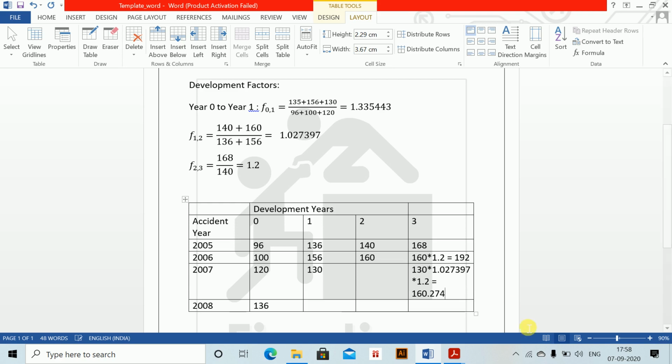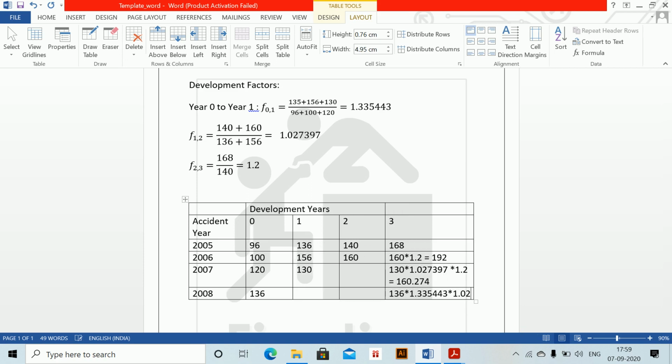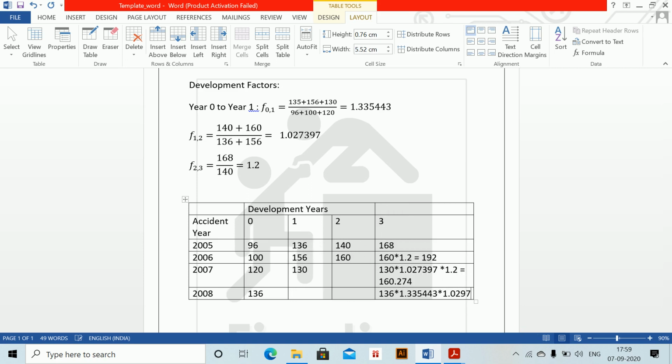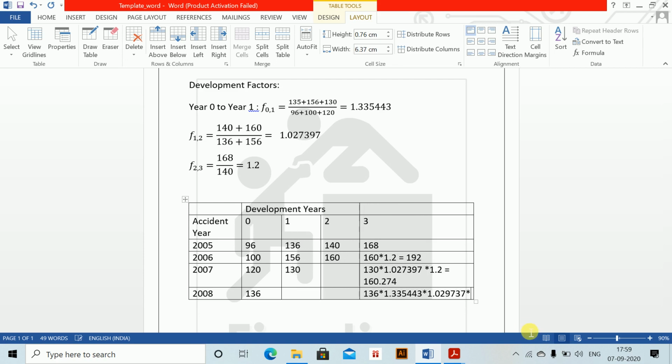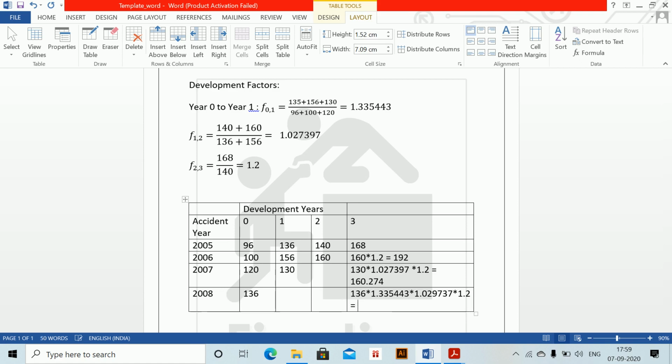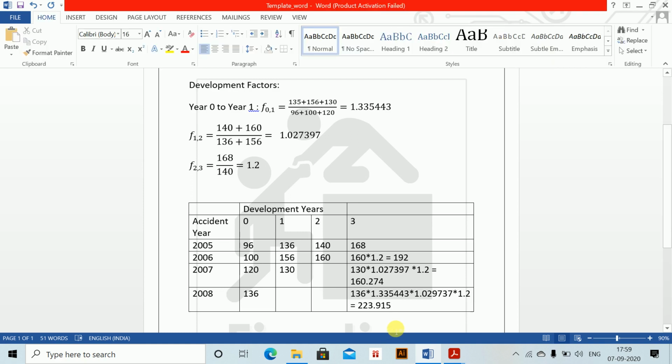160.274, and the last one is equal to 136 into 1.335443 into 1.029737 into 1.2, which is equal to, I get, 223.915. Okay, so this is how my accident years and development years work, so these are the answers.